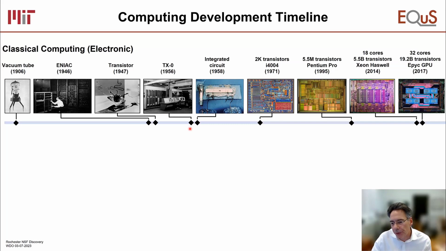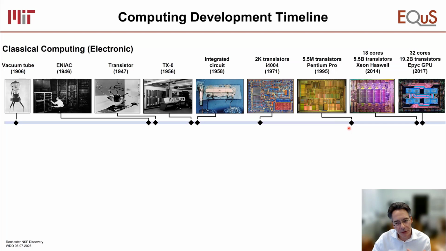To get closer to the computers we're using today, we would first need the integrated circuit developed in the late 50s, but it was still a good 15, 20 years before we had the types of integrated circuits that we would recognize, such as the one shown here. This is the Intel 4004. It's a 4-bit processor with about 2,000 transistors. You'd have to fast forward to the mid-90s to get chips like the Pentium Pro with millions of transistors.